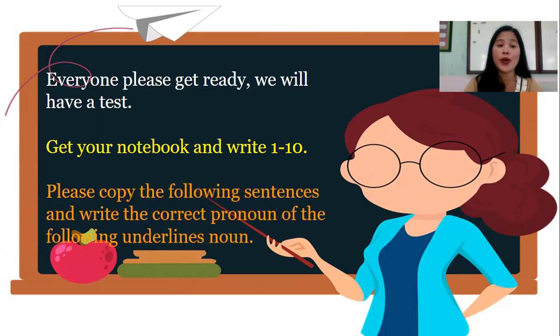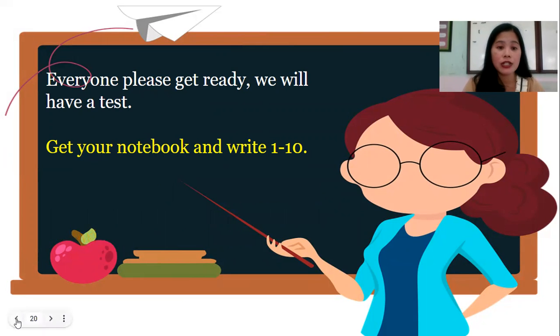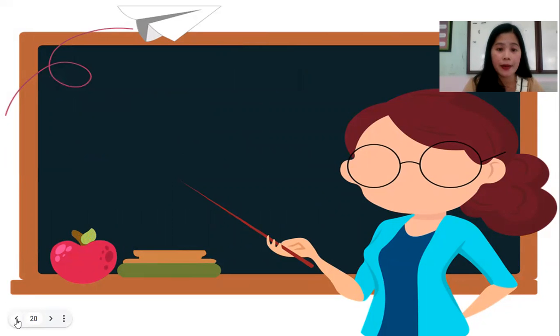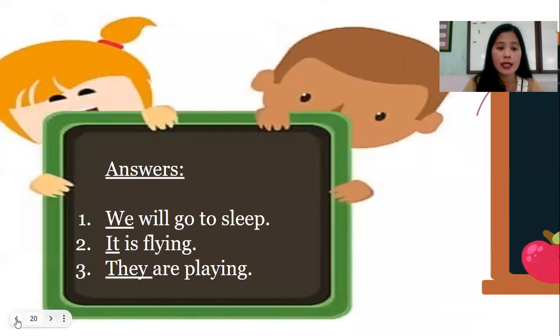All right, so what you're going to do? Please copy the following sentences and write the correct pronoun of the following underlined words. So you are going to copy the sentence, then you are going to substitute the pronoun. So how is it done, teacher? You should do like this one.